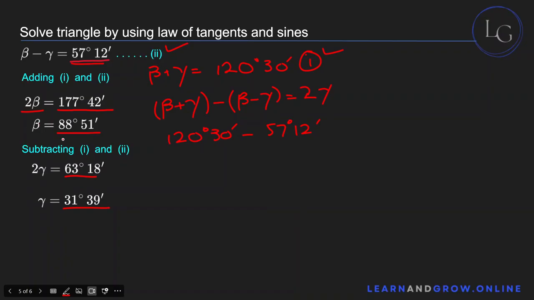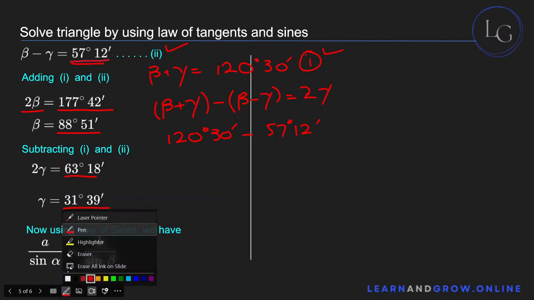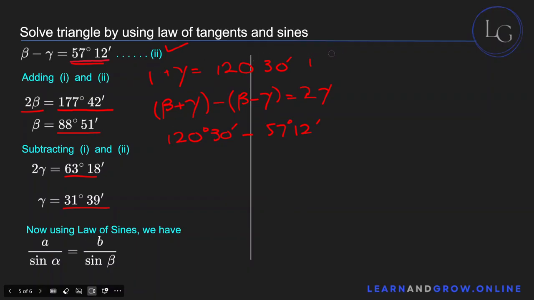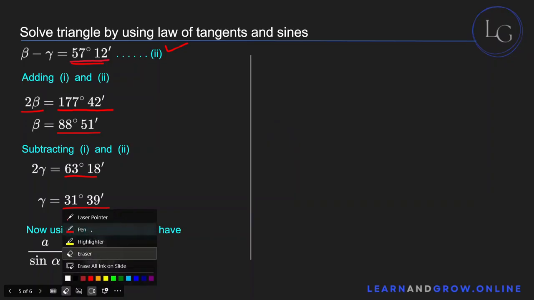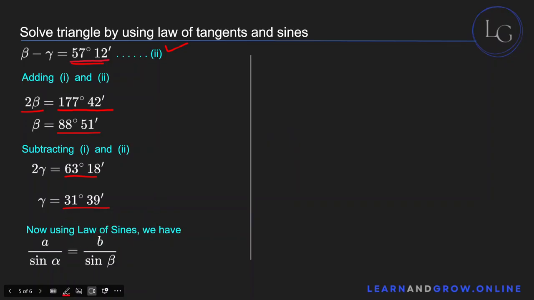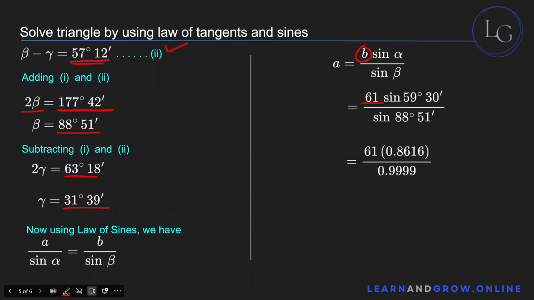So now you have alpha and beta and gamma. Now you can use the law of sines to find the sides. So A over sine alpha is equal to B over sine beta, which gives you A is equal to B sine alpha over sine beta, because we knew B from the start, it was 61, and now you can find out the value of A, which turns out to be 53.